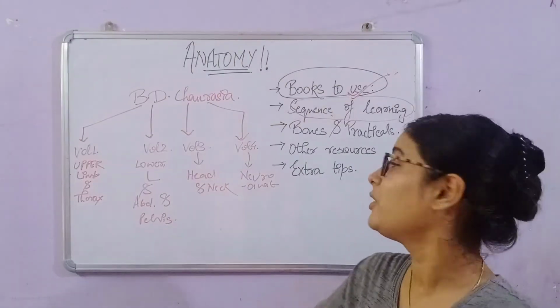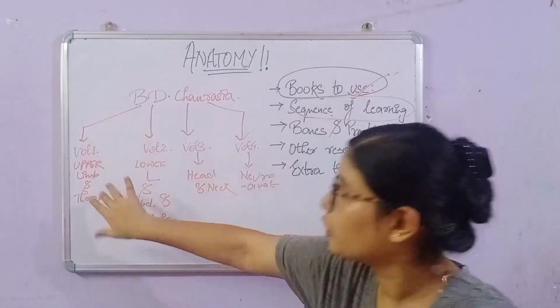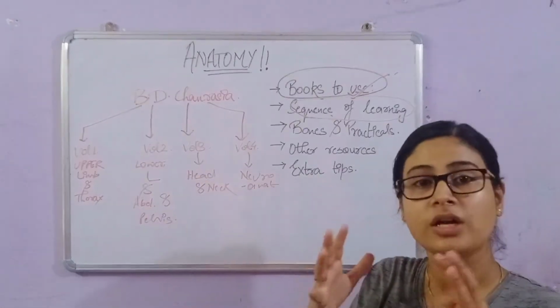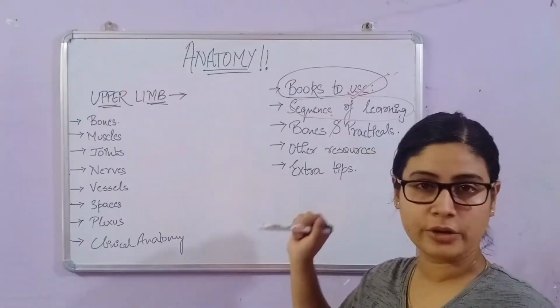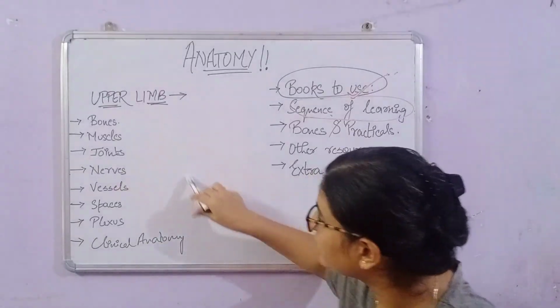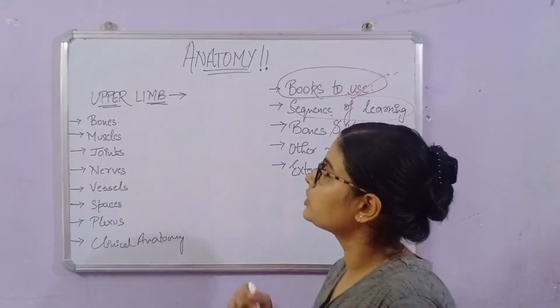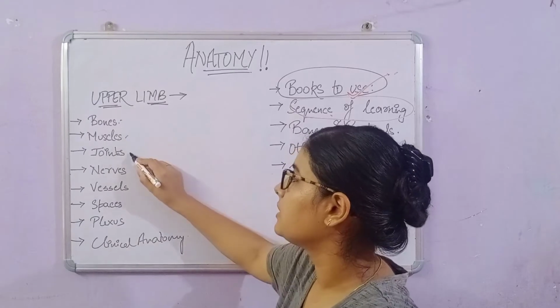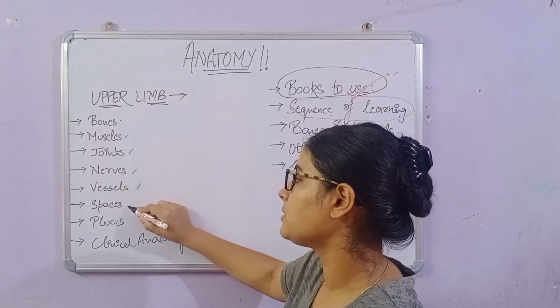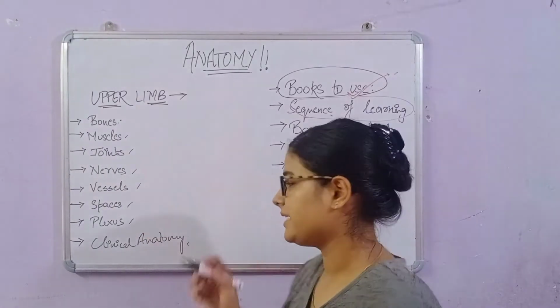Now I will give you the example of one book, that is the upper limb, and I will tell you the sequence of learning and how you can learn. These are the contents that you will see in the upper limb. Mostly you will have bones, muscles, joints, nerves, vessels, spaces, plexus and clinical anatomy.